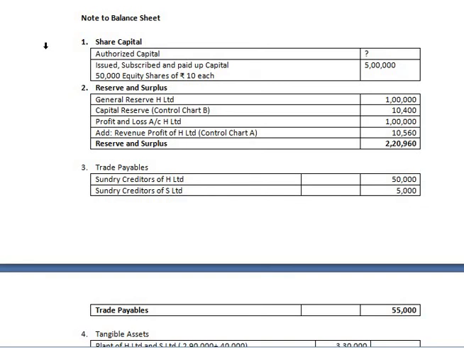So before preparing the consolidated balance sheet, now let us look at the various notes to the balance sheet. So the first one is share capital. This you can easily understand. I think you can get it from the problem itself. So the total authorized, subscribed, and paid up capital of the holding company is 50,000 equity shares of rupees 10 each. So we get rupees 5 lakhs.